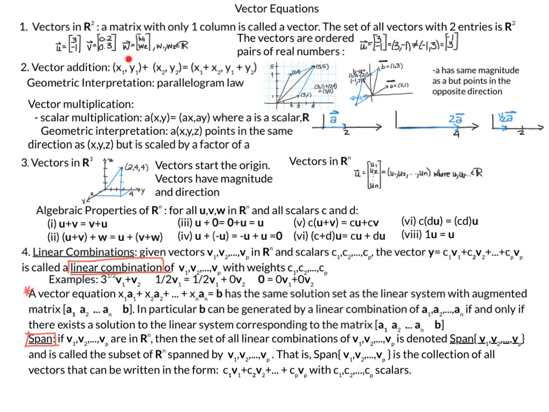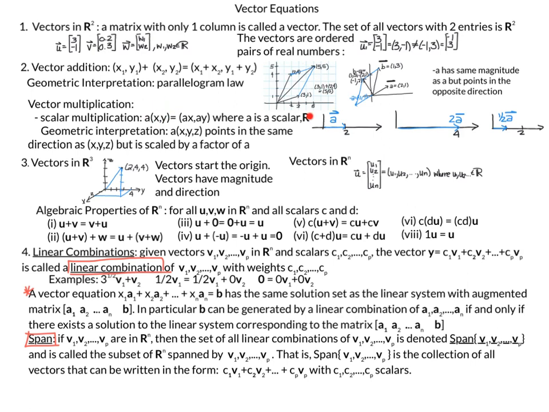So if we add this vector x1, y1 plus x2, y2, we just add coordinate by coordinate. So that'll be x1 plus x2 and y1 plus y2. We will also look at this geometric interpretation of vector addition that uses the Parallelogram Law. We will look at vector multiplication, in particular multiplying a scalar times a vector.